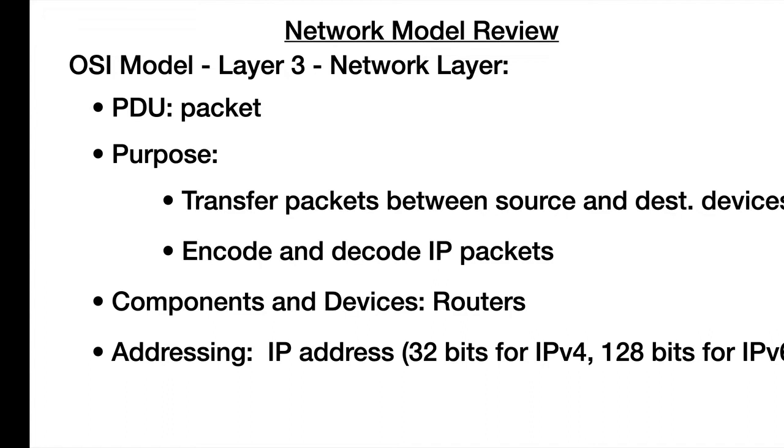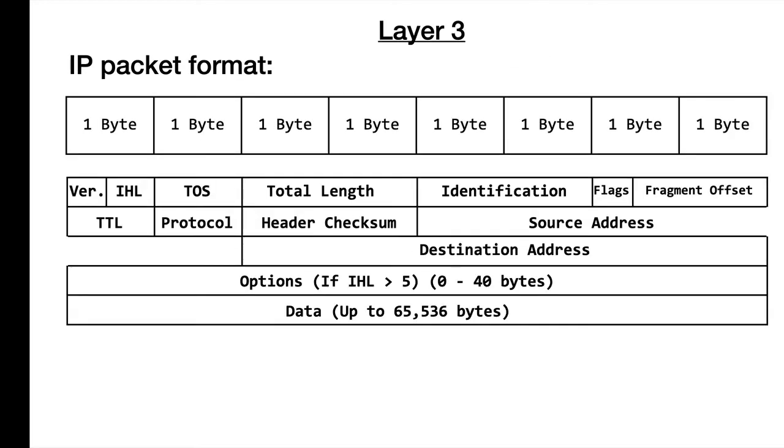Again, components at layer 3 are routers, and as far as the addressing at this layer, we have either IP version 4 packets or IP version 6 packets. An IP version 4 address is 32 bits. An IP version 6 address is 128 bits. If we look at the IP format, this is what we have. We'll go back and look at some of these a little closer.